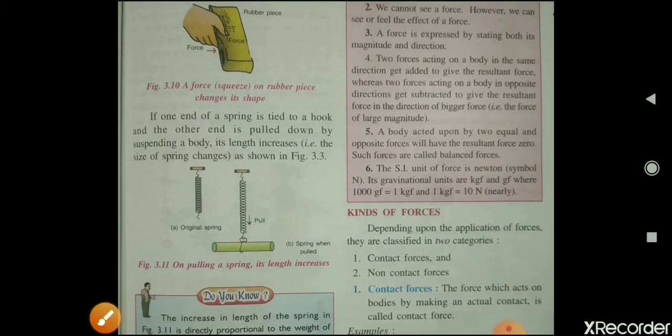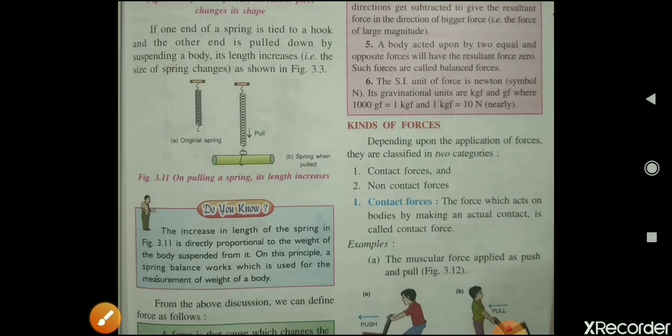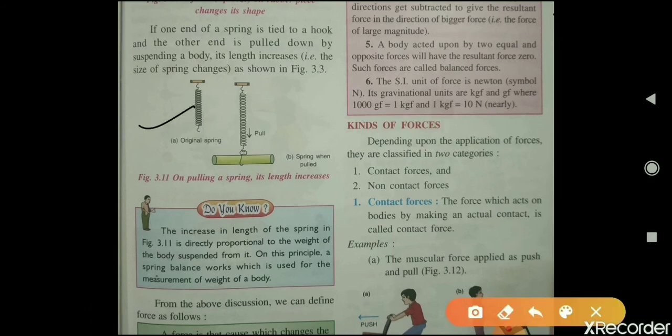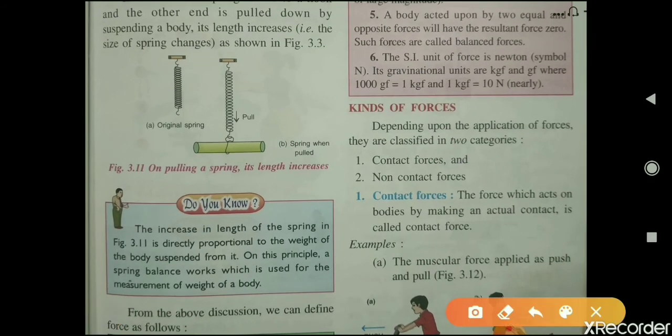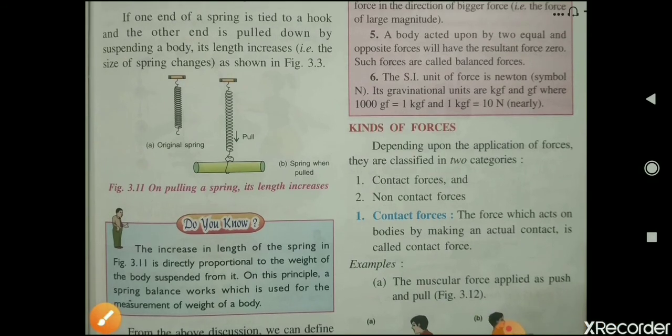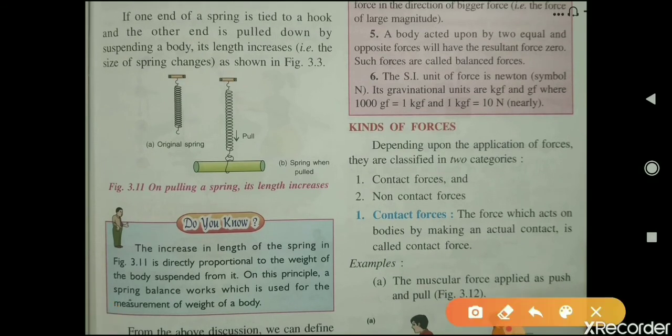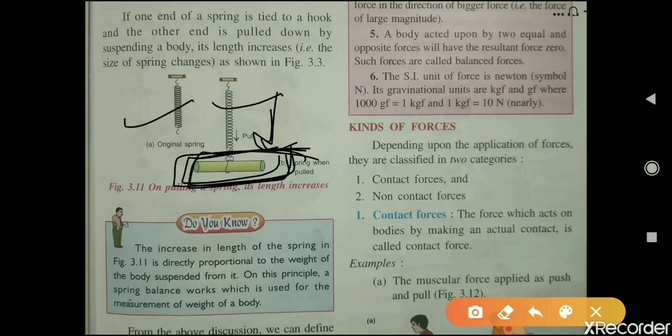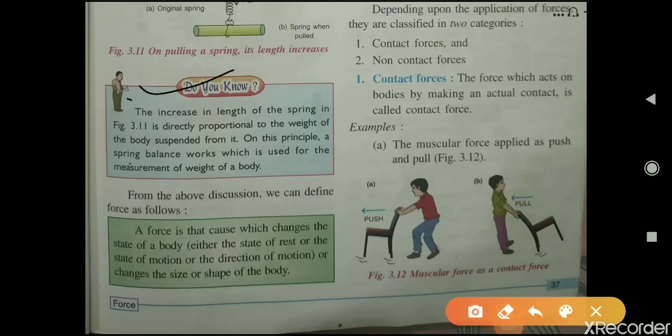Okay. If one end of a spring is tied to a hook, you can see here the one end of a spring is tied to a hook, and the other end is pulled down by suspending a weight. You can see here a weight is suspended on this spring, and when this weight is suspended on this spring, its length increases. Okay, so because of this weight, the force acts in a downward direction, and because of this weight, the spring gets deformed, means its length increases. Understood?